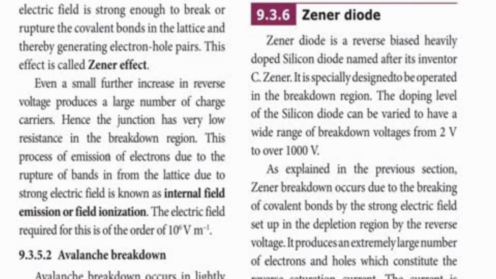Zener breakdown is different from an ordinary PN junction diode, because the PN junction diode has fewer charge carriers, but the Zener diode has a large number of charge carriers because it is heavily doped. A PN junction diode only works in the forward bias condition and does not work in the reverse bias condition. But the Zener diode, or Zener breakdown, works in the reverse bias condition.